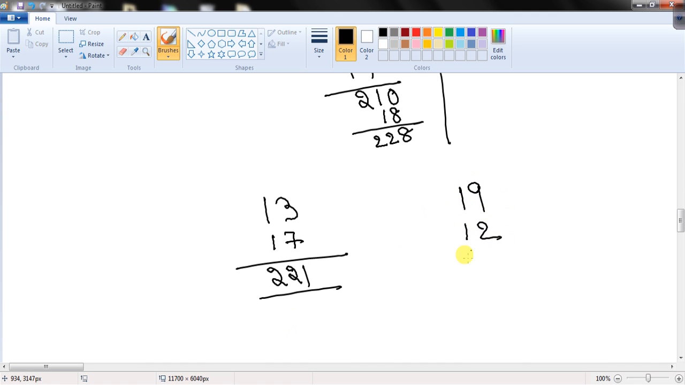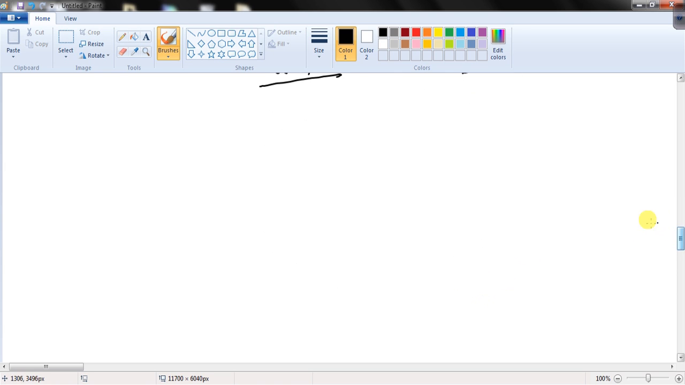19 into 12. 19 plus 2 is 21, which is 210. 9 2s are 18. 210 plus 18, which is 228. Next question. 13 into 17. 13 plus 7 is 20. Plus 3 into 7 is 21. 221. 17 into 18. 17 plus 8 is 25, which is 250. 7 8s are 56. 250 plus 56, 306.